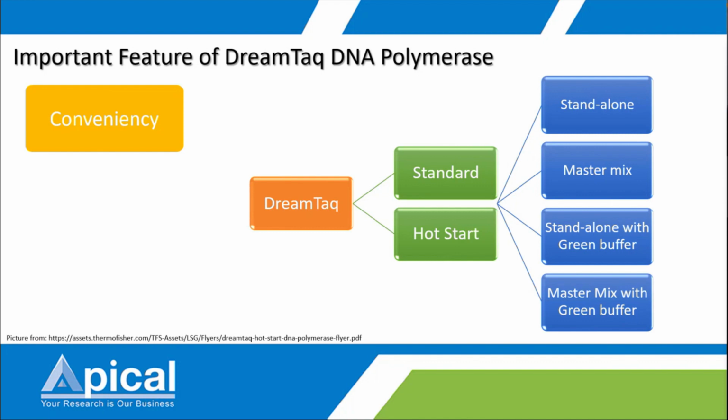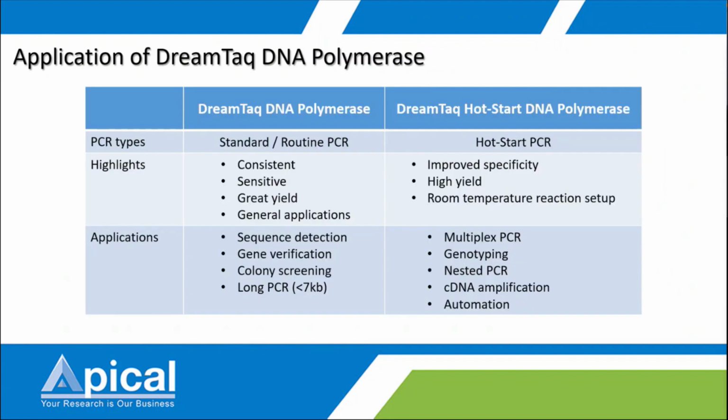Okay, but if you have difficulty choosing which one to use, I can share our recommendation with you here. If you are doing standard PCR, just to verify the gene or confirm whether the gene is present or not, then you can use standard DreamTaq DNA polymerase. It is suitable for general application, gives consistent and high product yield, and is also able to generate long PCR products.